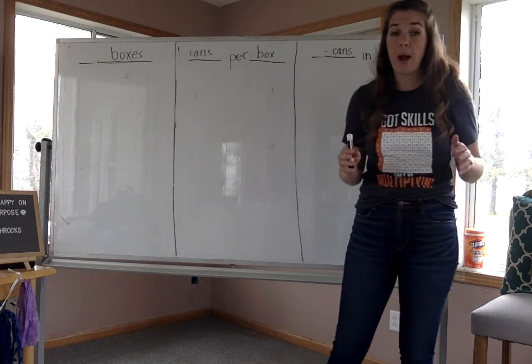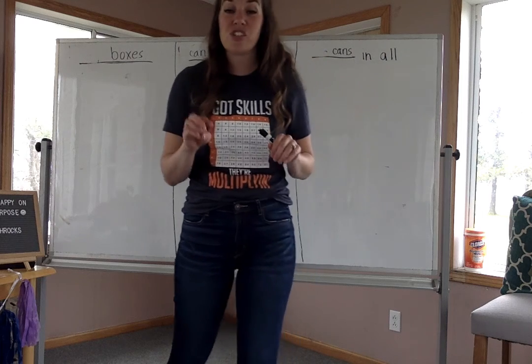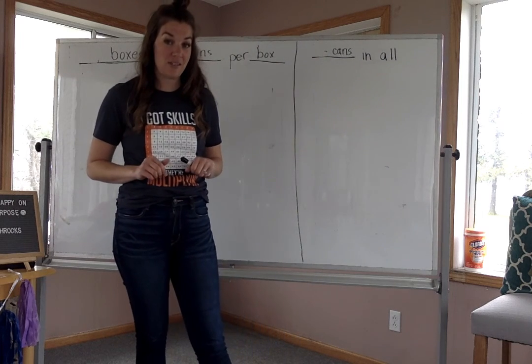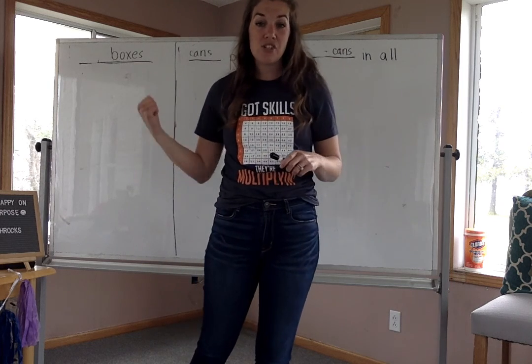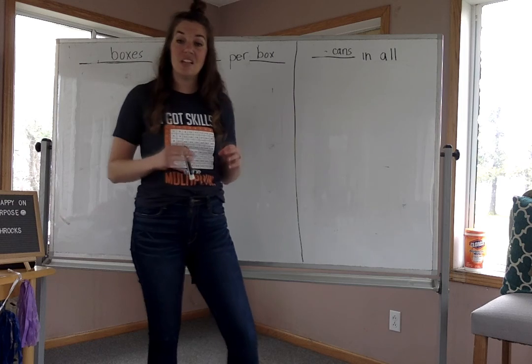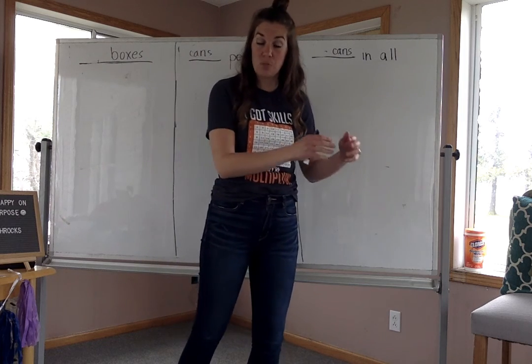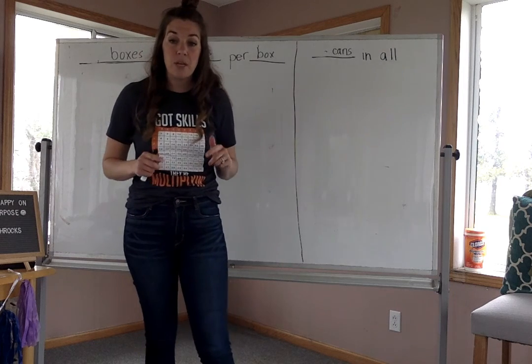So here's our problem. It's still about Kate, except this time she has 38 cans. She has 4 boxes. She wants to organize these cans into the boxes so that each box has the same amount. We need to figure out how many cans there will be per box.